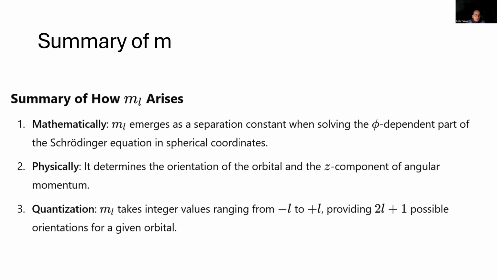So m sub l, in other words, is going to arise mathematically as a separation constant when solving the phi-dependent part of the Schrödinger equation in spherical coordinates. Physically, it determines the orientation of the orbital and the z component of the angular momentum. The quantization tells us that m sub l takes integer values ranging from negative L to positive L, providing 2L plus 1 possible orientations for a given orbital.